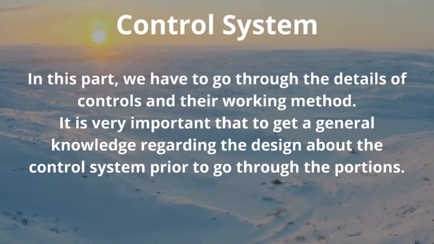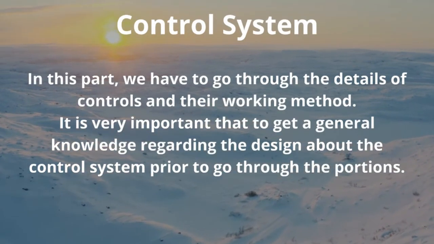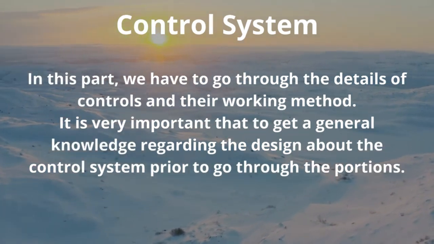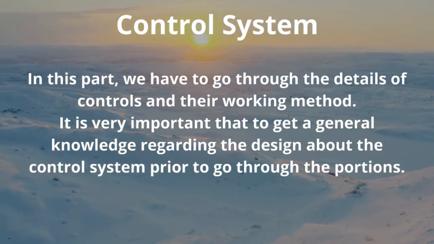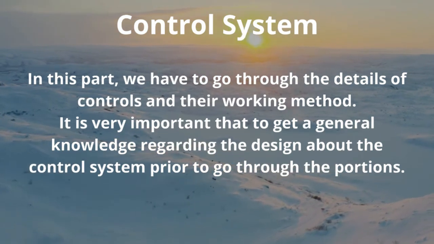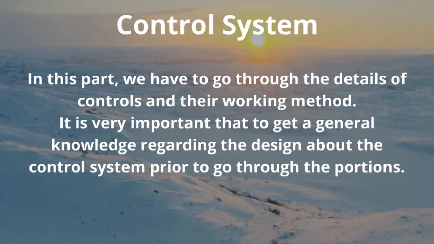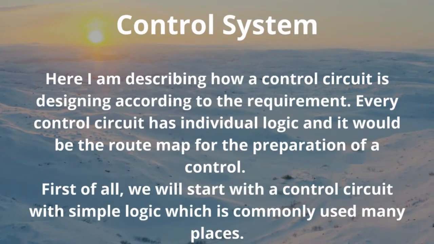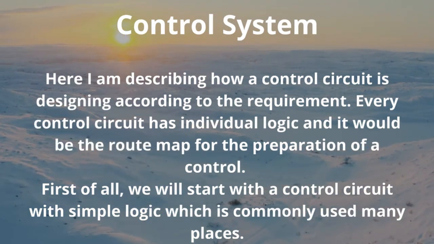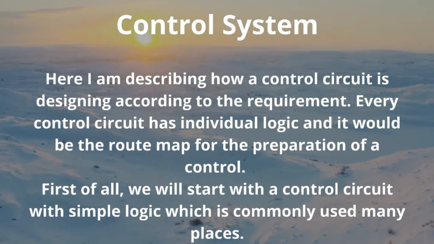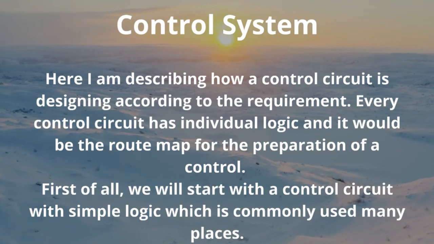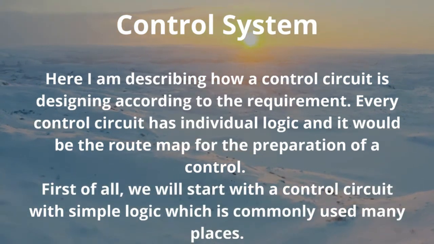In this part, we have to go through the details of controls and their working method. It is very important to get general knowledge regarding the design of the control system prior to going through the portions. Here I am describing how a control circuit is designed according to the requirement. Every control circuit has individual logic, and it is the route map for the preparation of a control. First of all, we will start with a control circuit with simple logic, which is commonly used in many places.